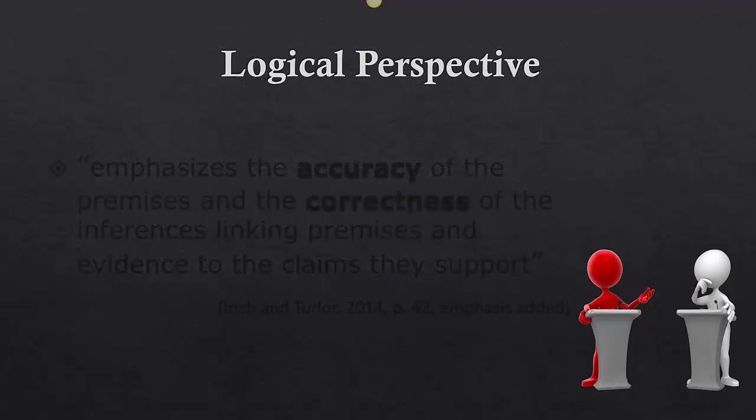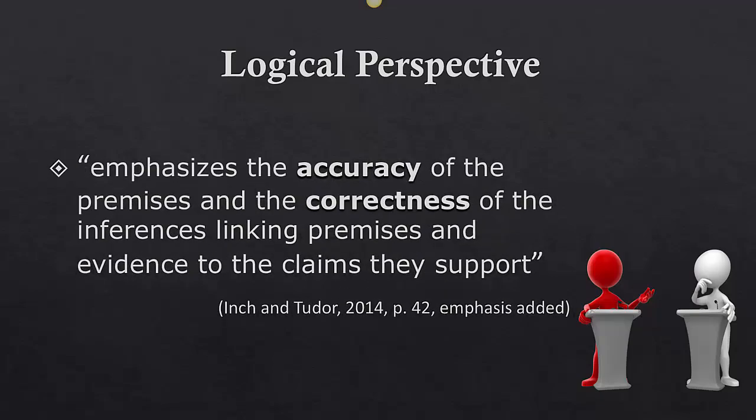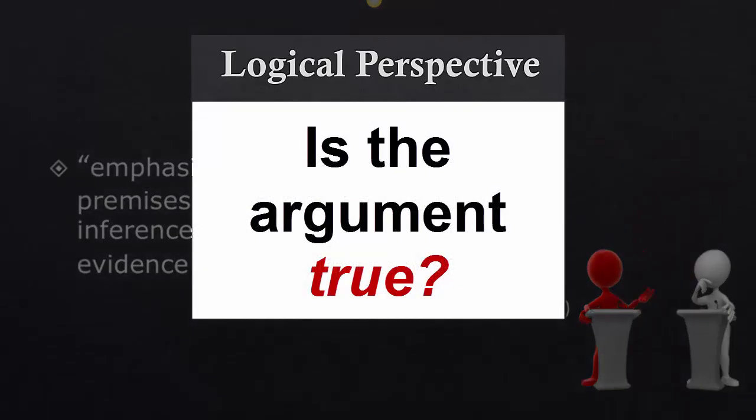In a previous lesson in this series, we talked about three perspectives for understanding argumentation: the dialectical perspective, the rhetorical perspective, and the logical perspective. When we think about argumentation from a logical standpoint, we're thinking about argument in the following way. This perspective emphasizes the accuracy of the premises and the correctness of the inferences linking premises and evidence to the claims they support. Now, what argumentation scholars Inch and Tudor mean by this definition is what we are essentially concerned with is an argument that's constructed and presented as a product for audience consumption, for which we are especially interested in whether or not it is true.